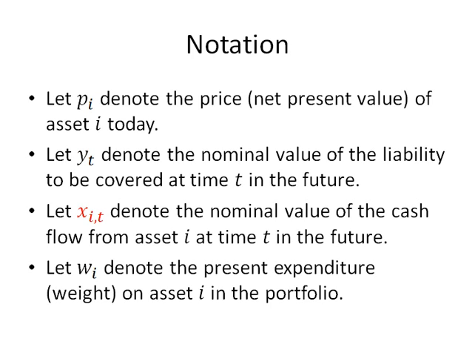Okay, X sub i,t is going to denote the cash flow payments coming from asset i at time t in the future from a particular asset. And W_i is going to denote the expenditure, or you can think of this as the weight of asset i in the portfolio. So it's how much money we're spending on asset i.